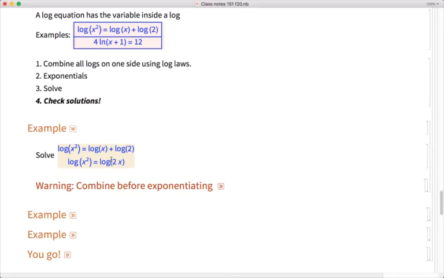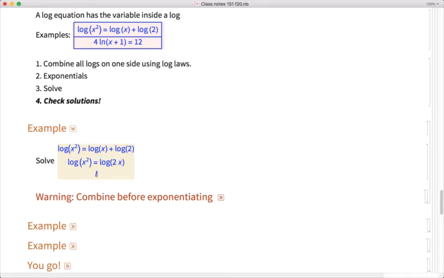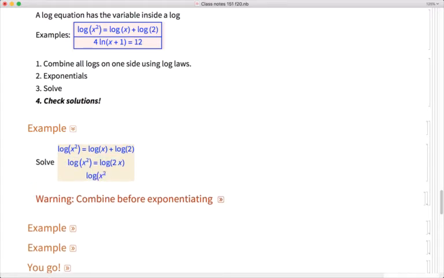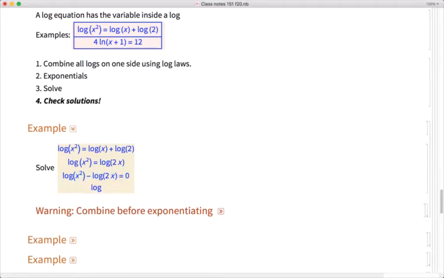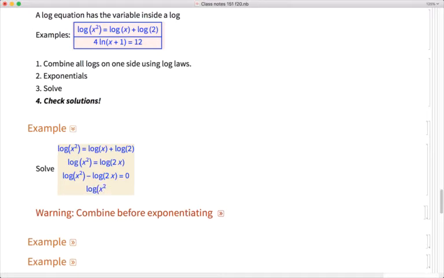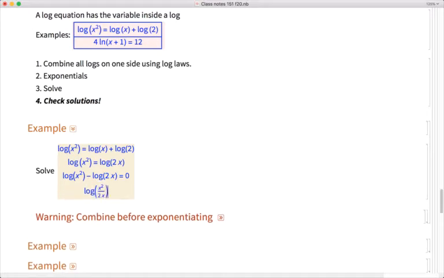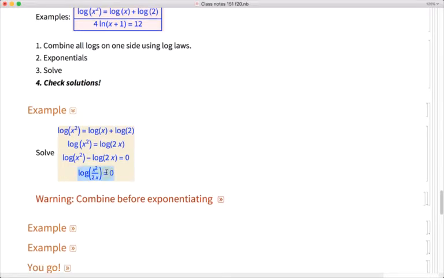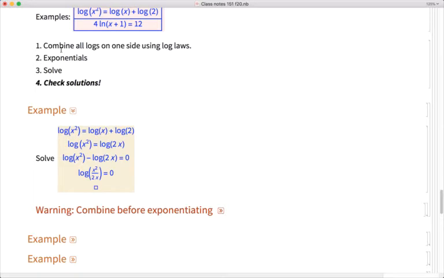And now the suggestion here was to get all of the logs to one side. I would say that that's not critical, but just to try to be systematic about it, I'll go ahead and do that. So how am I going to get the log over there? I'm just going to subtract from both sides. Okay. All right, and then I'm going to combine into a single log by using the law for quotients.